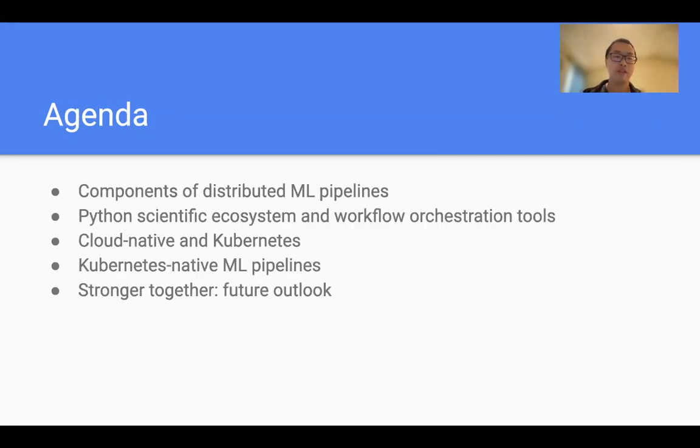So today's agenda: first of all, we will be talking about the components of distributed machine learning pipelines. And then we'll talk about the Python scientific ecosystem and the existing workflow orchestration tools in Python. And then we'll talk about cloud native and Kubernetes, and explain what those are. And after that, we'll talk about Kubernetes-native machine learning pipelines. And last but not least, we'll talk about how we can stay stronger together and the future outlook by combining those ecosystems together.